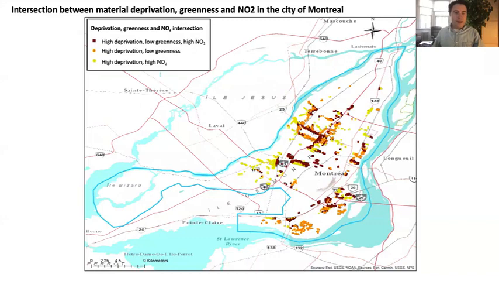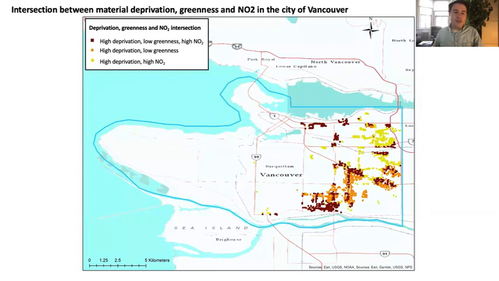This is the same map for the city of Montreal and for Vancouver. As with the other cities, we see clusters of unfavorable postal codes. And for Vancouver, these are concentrated in the east side of the city.